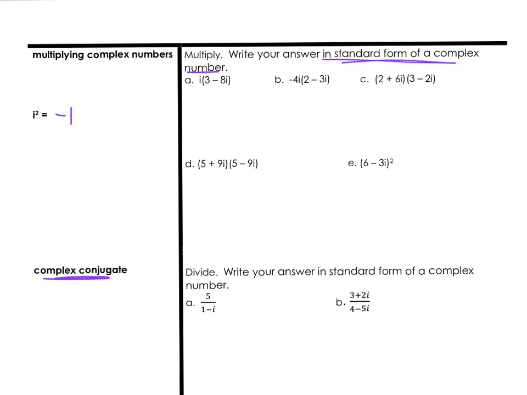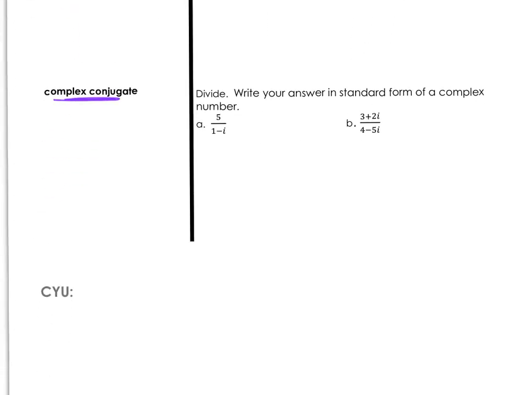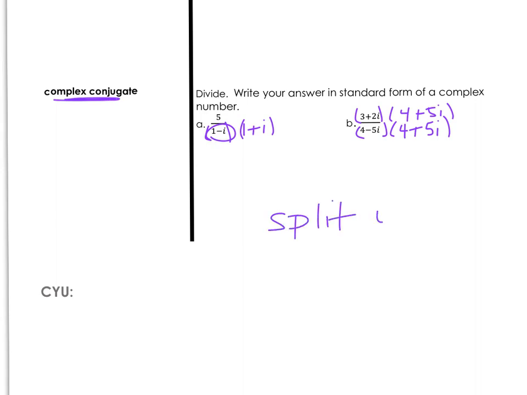Down below, when we divide, remember, we don't technically divide, we multiply by the conjugate of the denominator. So this was 1 plus i, and we put it in parentheses. This one was 4 plus 5i, and we had to put all of that in parentheses. And this turns out to be a lot of multiplying. And remember to split your answer for these types of problems in your final result.